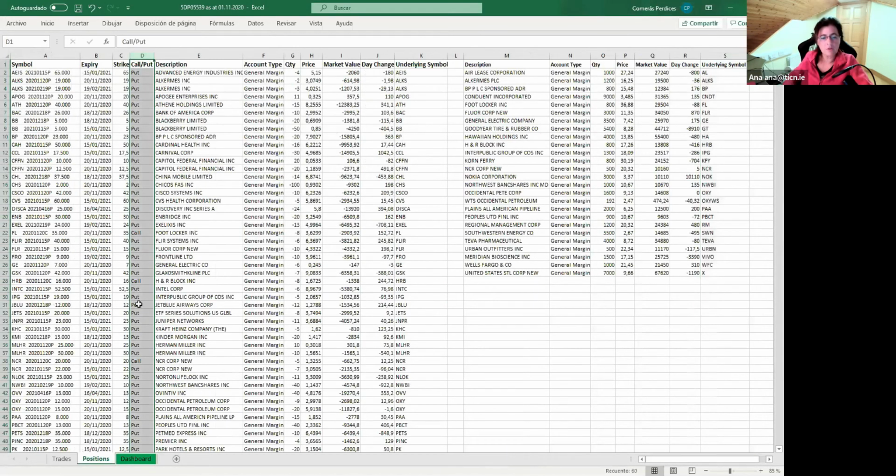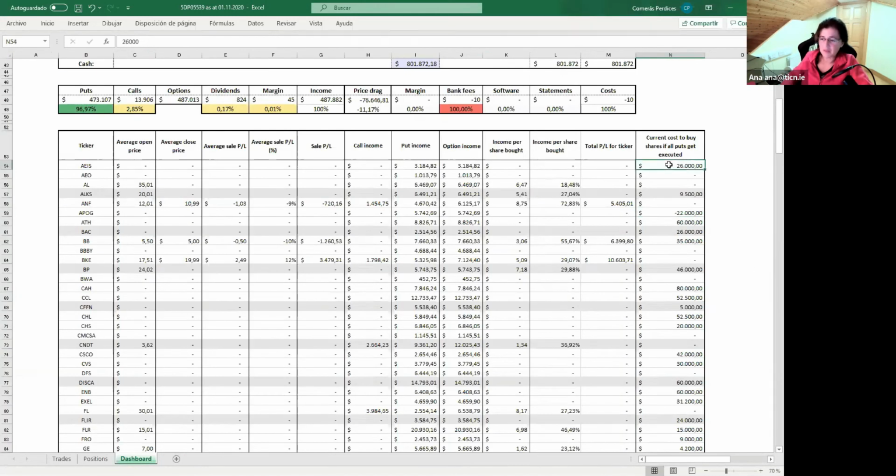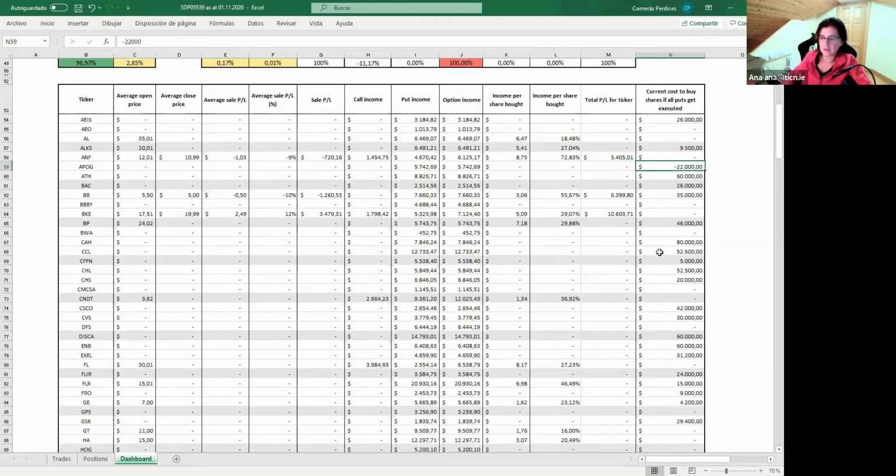Here we have all the puts that are active at this moment in time. You have to spend 26,000 to buy these ones, 9,400 to buy these ones. These ones are negative, meaning that this is a lead. And we'll talk about leads later on, but this is a lead, so we can sell it back to the market.